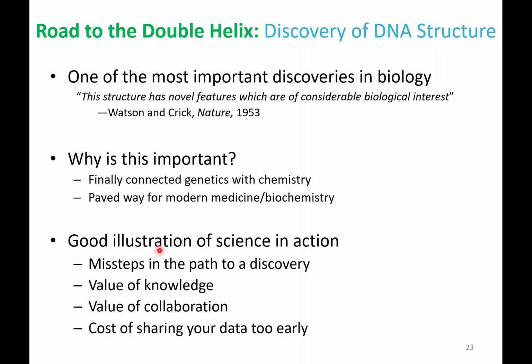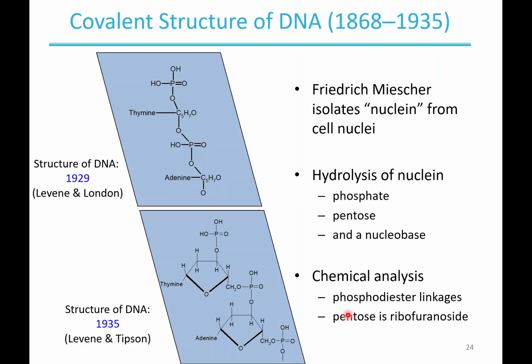Looking at the historical path to the double helix is also a good illustration of science in action. There are missteps along the path to a discovery. It highlights the value of knowledge, the value of collaboration, and it also showed the cost of sharing data too early, unfortunately for some. So, the covalent structure of DNA: people have been working on this for a while.